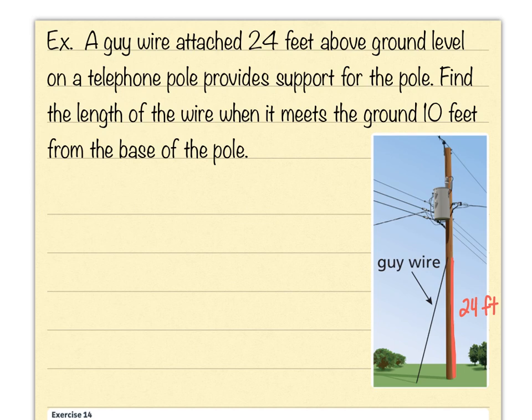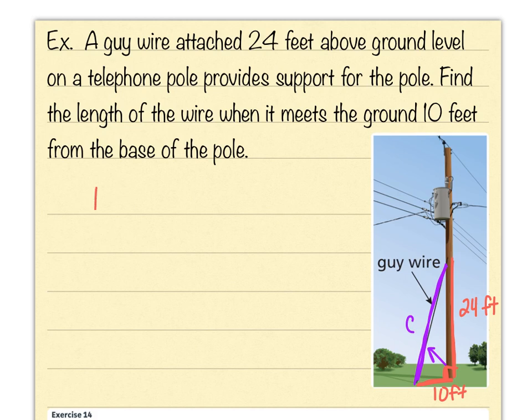It says find the length of the wire, so we need to find out what the length of the wire is. Find the length of the wire when it meets the ground 10 feet from the base of the pole. So it meets the ground 10 feet from the base. And so what we have here is a right triangle that's formed. We can use the height of the pole where it meets the guy wire, and then the base on the ground, which is 10 feet, and we can find out what C is, which is the hypotenuse. Of course, this has to be the hypotenuse. It's across from the right angle. And the hypotenuse is going to be the length of the guy wire.